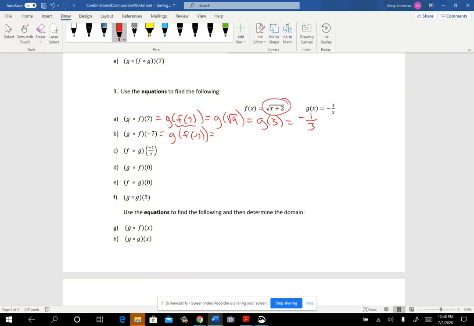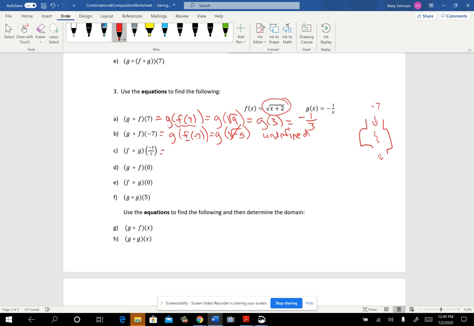I'm going to plug negative 7 into the F function. When I do that, I wind up getting the square root of negative 5, which is not a real number, so that's not in the real number system. It's undefined. And so right there, I would just say this is undefined. If you put a negative 7 into the F function, that first function, it gets stuck and nothing comes out. So you don't have anything to put into G. All right, what about this one?